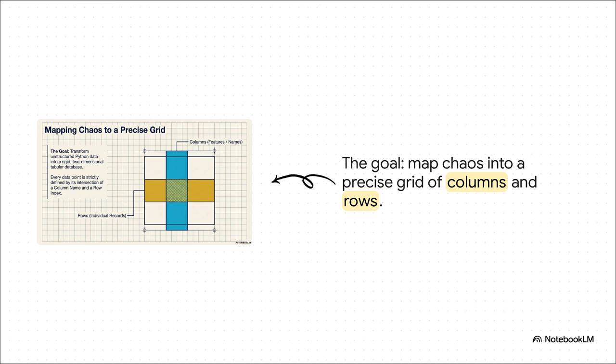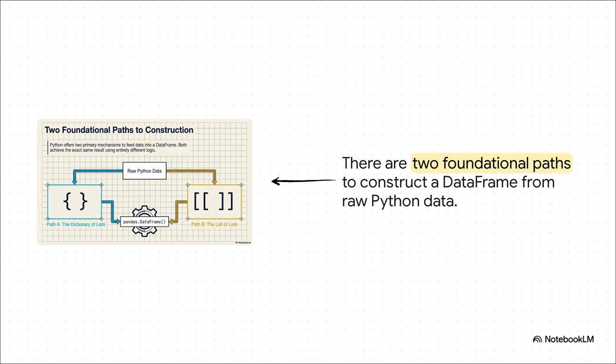We're taking that initial chaos and mapping it onto this precise grid. The vertical columns, those are your features, things like name, age, or price. And the horizontal rows, each one represents a single record. Every single data point now has a specific address, right at the intersection of a column and a row. No more chaos. Now, here's the cool part. Pandas gives us two main paths to build this grid from our raw Python data. We're going to walk through both because choosing the right one really depends on how your original data is shaped.